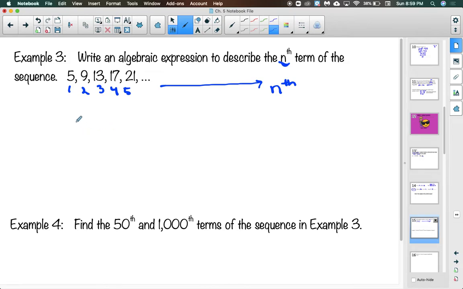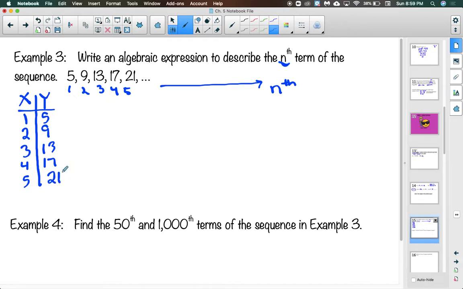So the first thing we're going to do is set up an XY table. I like doing this with X's and Y's because we see them a lot in pre-algebra. So these numbers, the 1, the 2, the 3, the 4, the 5, I'm going to put them down the X side. That's going to be the position of the term. And then I'm going to match them up with the actual terms from the sequence. So the first term was a 5, the second term was a 9, the third term was a 13, the fourth term was a 17, and the fifth term was 21.